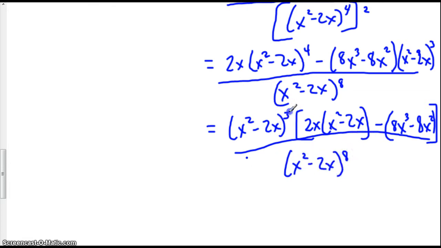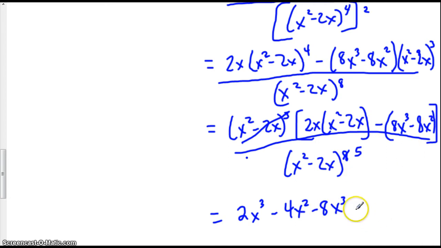And we're now going to be able to cancel (x squared minus 2x) to the 3rds with 3 of those there. So the denominator would be left with (x squared minus 2x) to the 5th. Now the last part is we're just going to multiply through and combine like terms. So we have in the numerator 2x cubed minus 4x squared minus 8x cubed, and then negative times a negative would be plus 8x squared. Again, all over (x squared minus 2x) to the 5th.